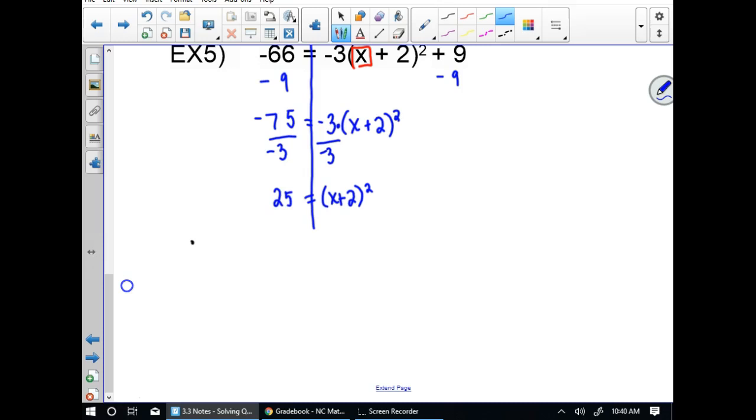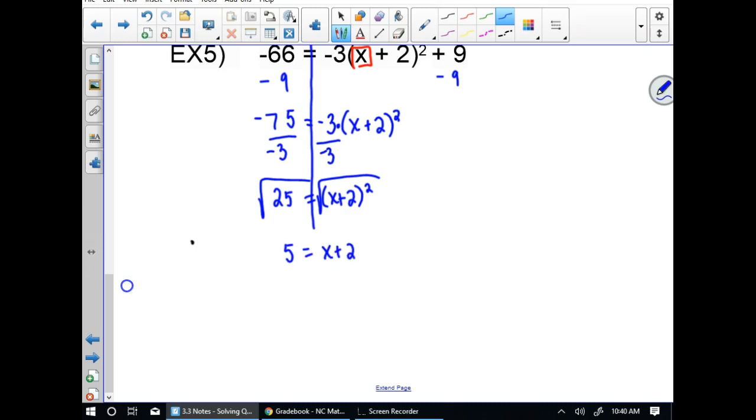Okay, so still trying to get that x by itself. Next thing we need to get rid of is that square. To undo a square, what do we do? Square root. Okay, the opposite of a square is a square root. So we square root both sides of the equation. What is the square root of 25? 5 equals x plus 2.